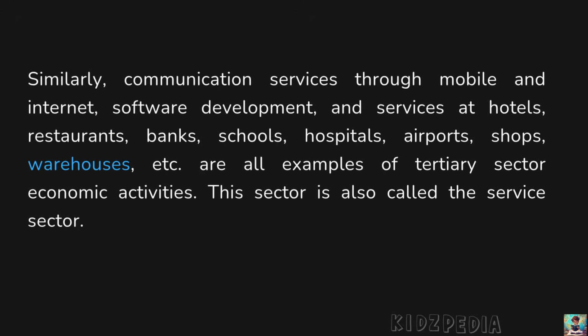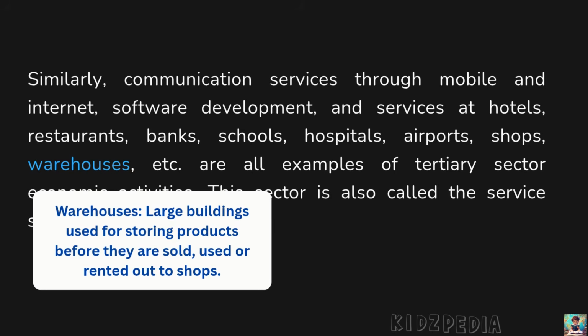Similarly, communication services through mobile and internet, software development and services at hotels, restaurants, banks, schools, hospitals, airports, shops, warehouses, etc. are all examples of tertiary sector economic activities. This sector is also called the service sector. Warehouses, large buildings used for storing products before they are sold, used or rented out to shops.